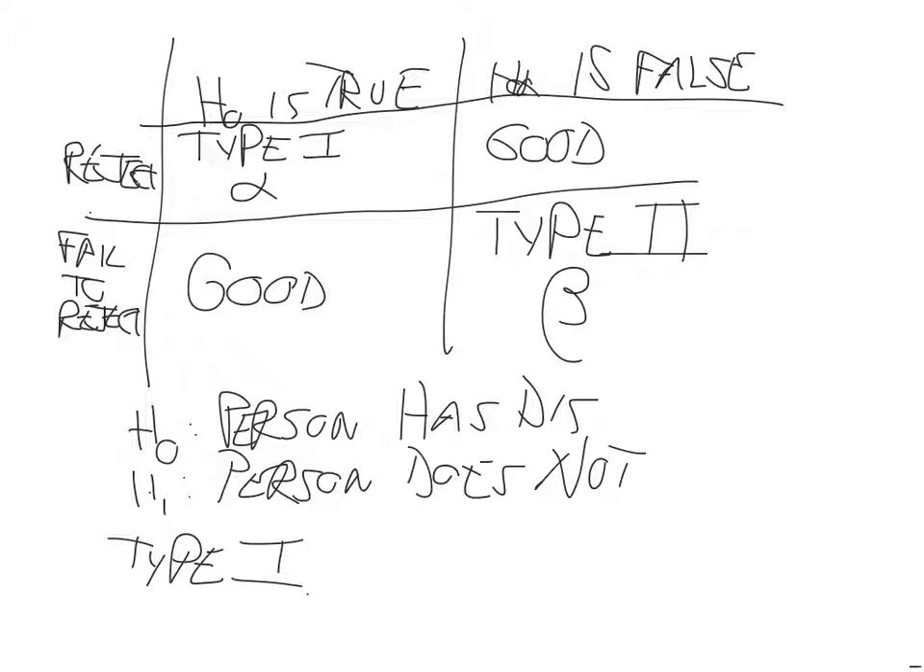Okay, when you fail to reject H0, that is, you tell the person they have the disease when in fact they do not, that is a Type 2 error. Okay? Does that make sense? Good. All right. Hope this helps.